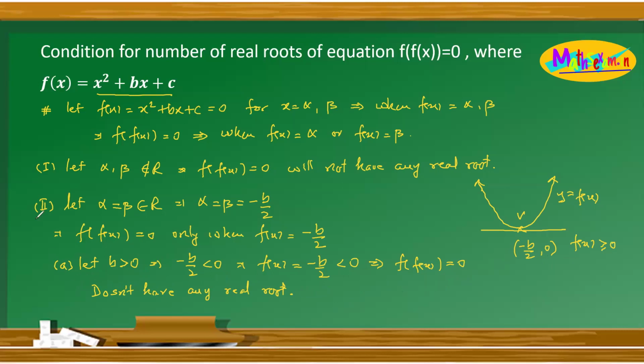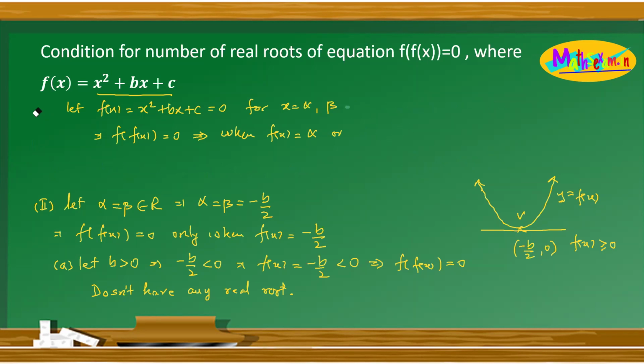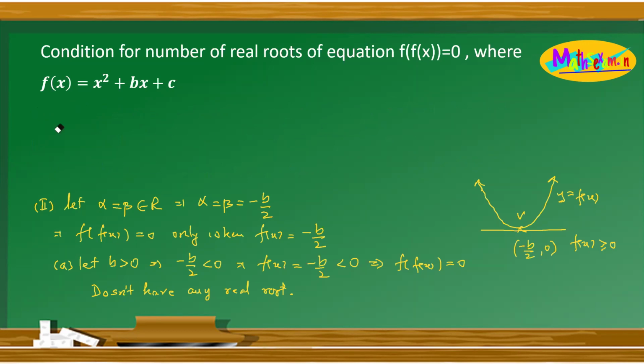Now let us analyze the second case. For that I'll just rub off the top portion, so please make note of it. Pause the video and you can note down. I'll just clear this. Now, the second possibility is what will happen if b is equal to 0.